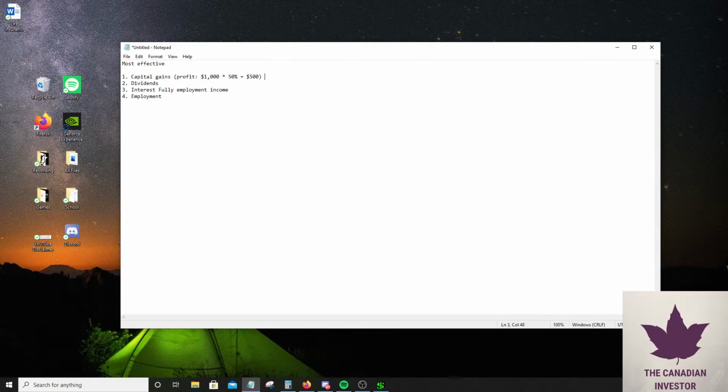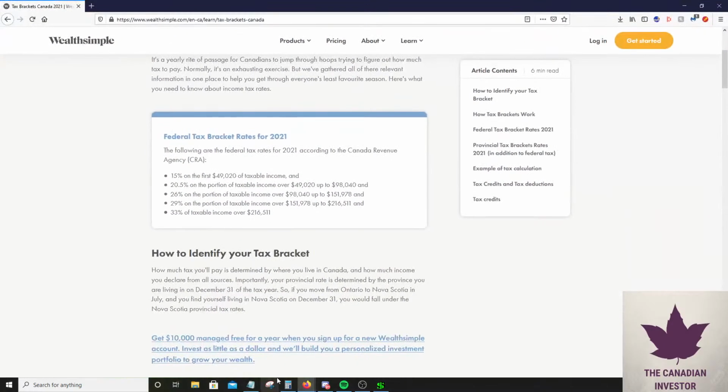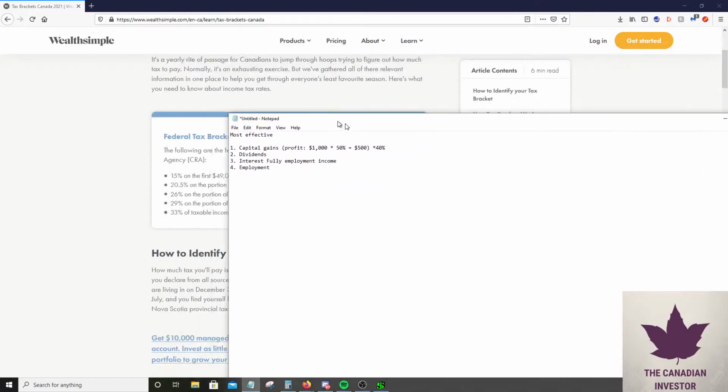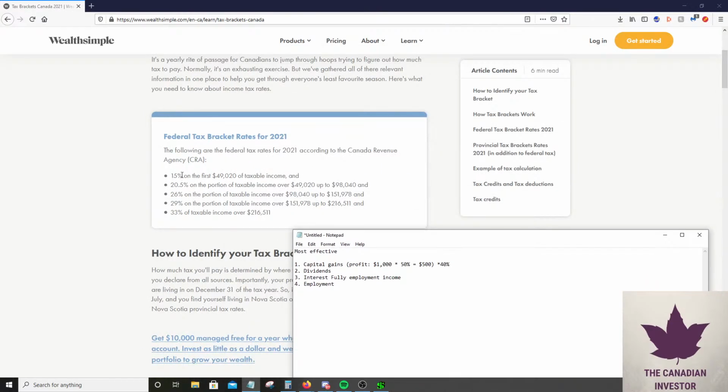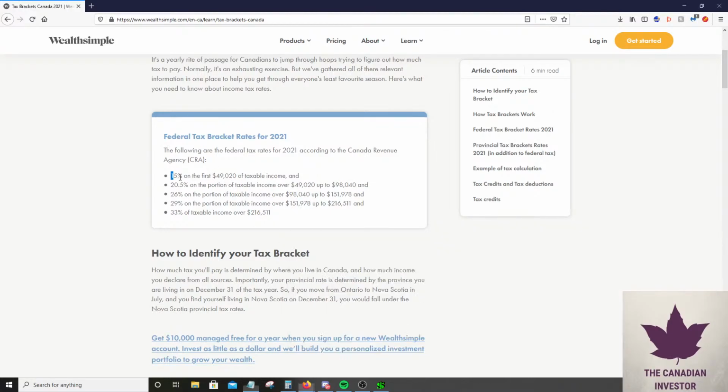And let's just say that you're in a 40% marginal tax rate, which is a little bit challenging to see. I could probably search that up real quick. We can see it on Wealthsimple, I think. Ah, okay, I see it. I found this kind of interesting. I'll make this a little bit smaller. We have 15% on your first $49,000. So basically, if you make that amount, it'll be taxed at 15%.